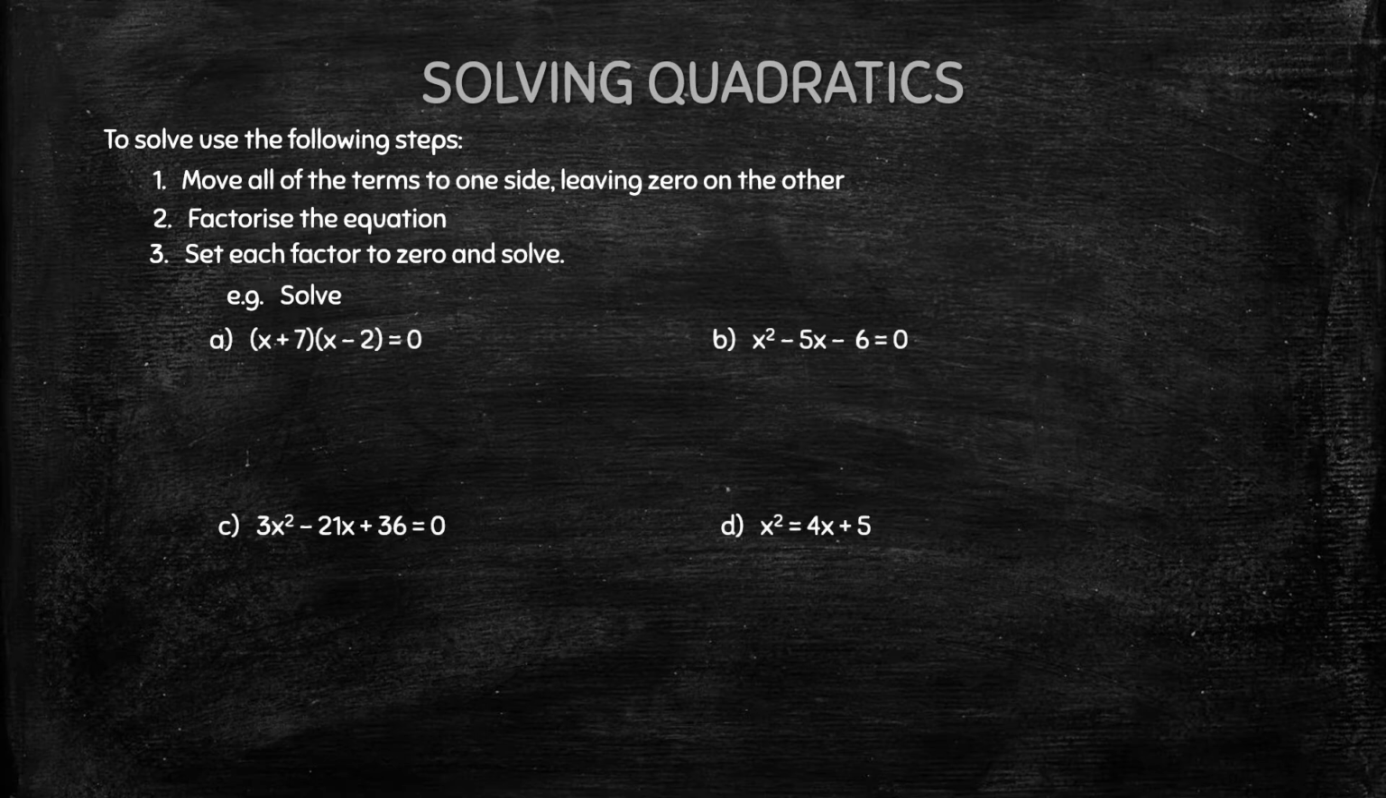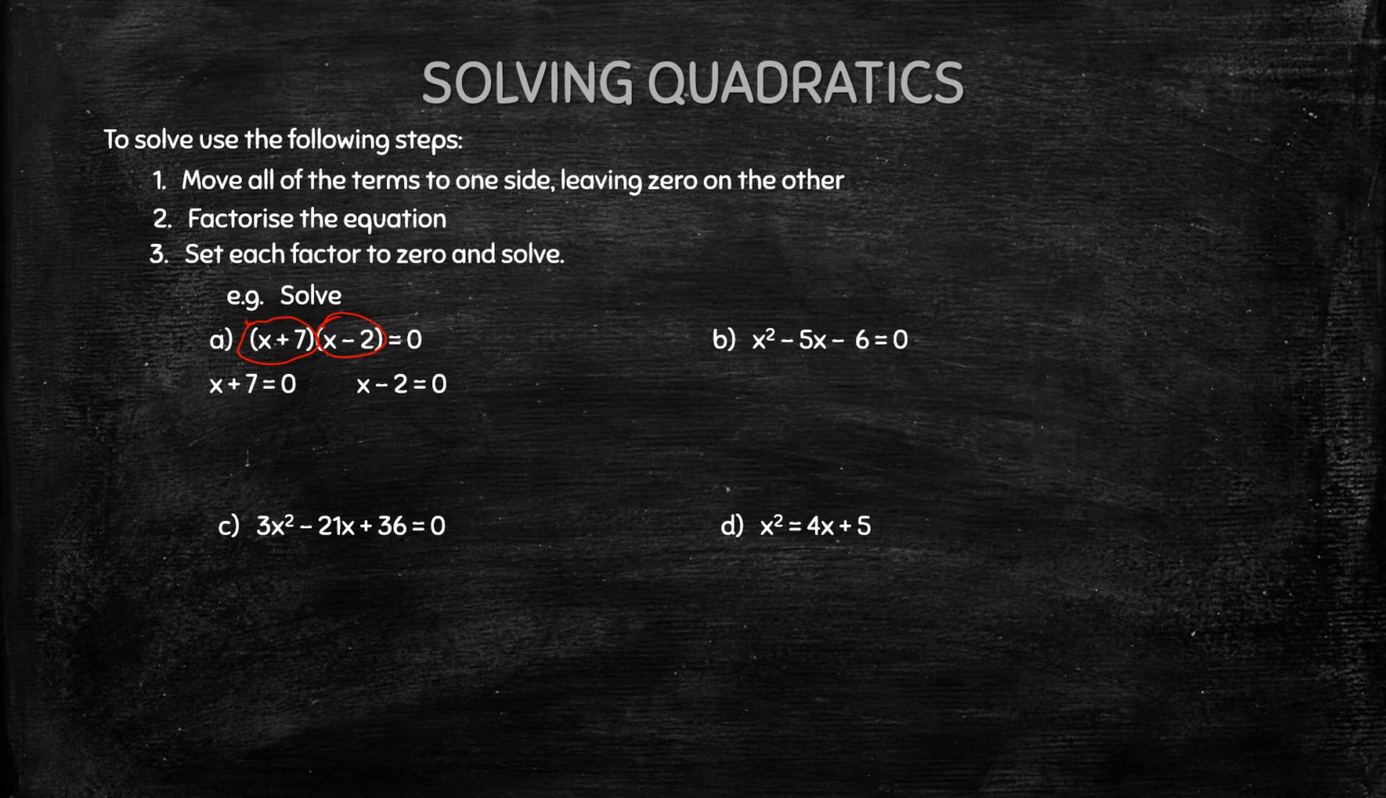We've got these 4 examples to start off with. So the first one's already factorised. So what we do is just let each of the brackets equal 0, because when you multiply anything by 0, you get 0. So if any of these terms here equals 0, the whole thing will be equal to 0. It's like saying 5 times 0 equals 0 is the same as 0 times 5 equals 0.